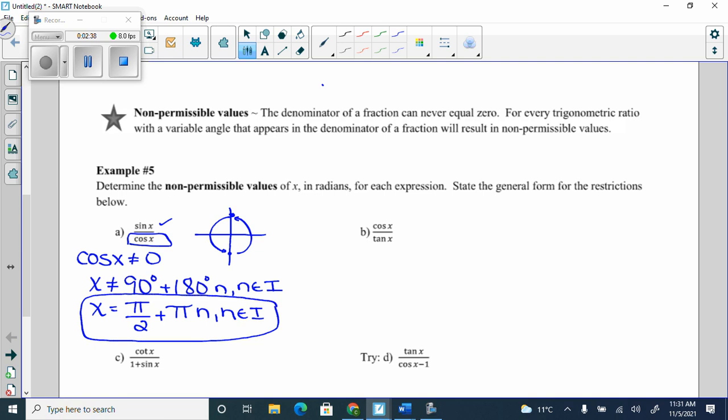We look at B. B is cos x on the numerator. Does cos x cause us a denominator? Nope, that one's good. Yay! Then we have tan in our denominator. Well, tan is actually the same as sine x over cos x. So actually, everywhere where sine is equal to 0 and everywhere where cos is equal to 0 are problems.